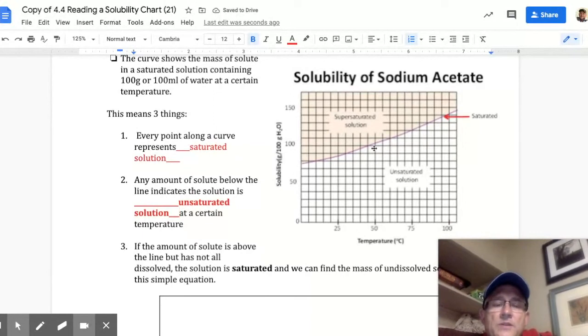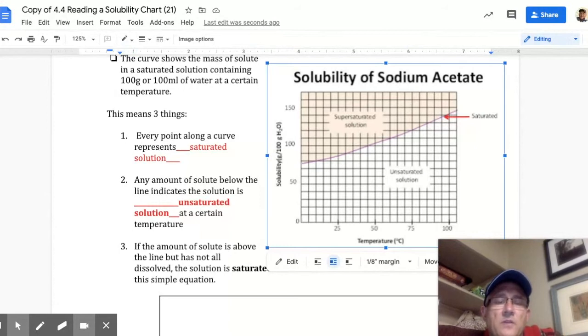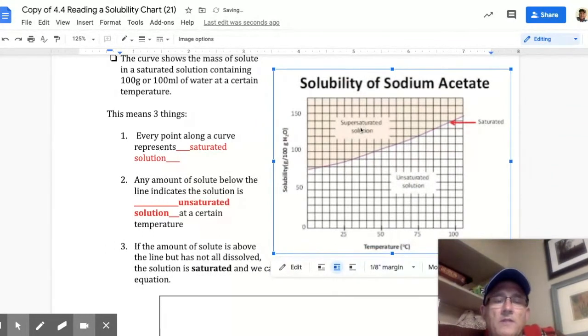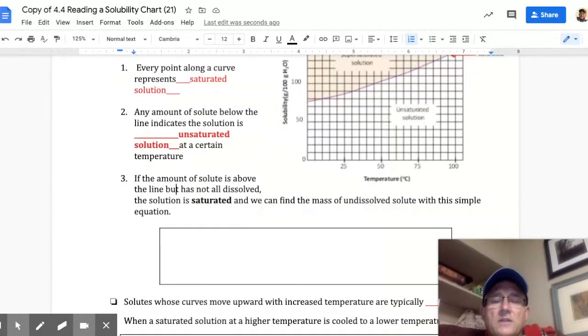Now, we will deal with some situations where we are trying to dissolve more than what can dissolve, or the saturation point. So for example, if we go to sodium acetate at 75 degrees Celsius, let's say we try to dissolve 150 grams of sodium acetate. That's up here and it's above my saturation point. Now, it can create something called a supersaturated solution, but we're not really going to focus on that. Instead, we're going to be dealing with this case down here: if it's above the line, it's probably not going to all dissolve, okay?